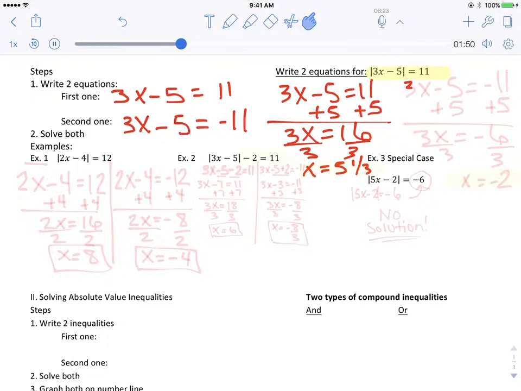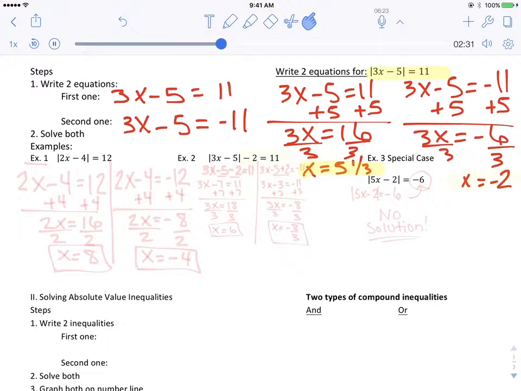In the second example, we have 3x minus 5 equals negative 11. Add 5 to both sides. Our new equation, 3x equals negative 6. Divide both sides by 3, and x equals negative 2. So the two possible solutions for the equation, the absolute value of 3x minus 5 equals 11, are x is equal to 5 and 1/3, or x is equal to negative 2.